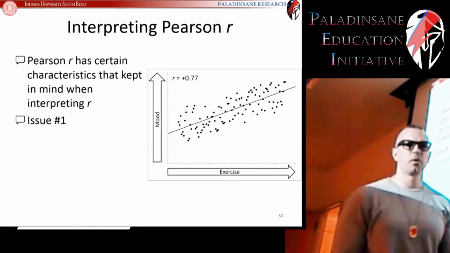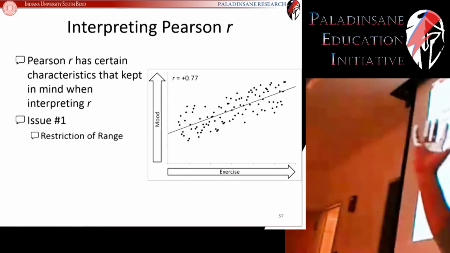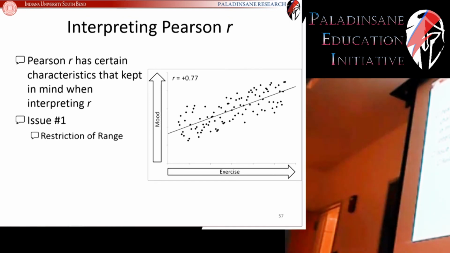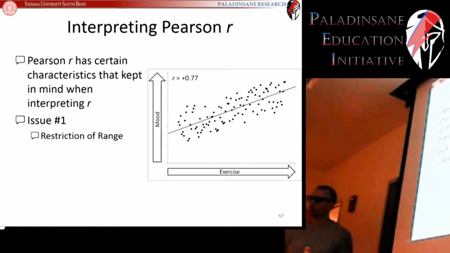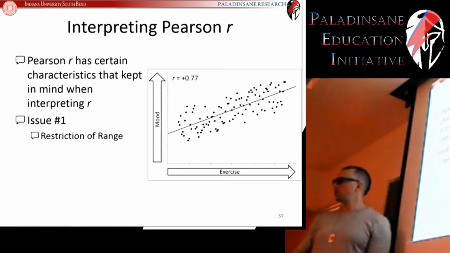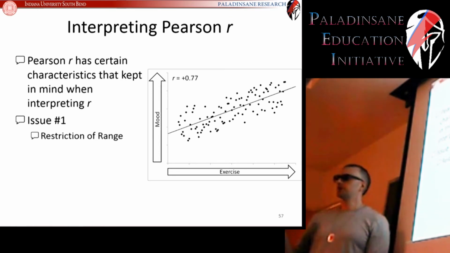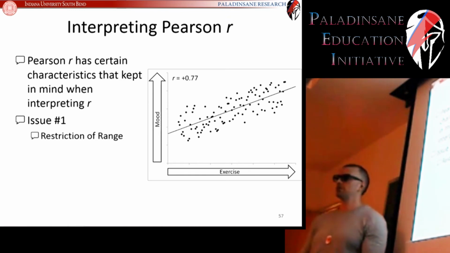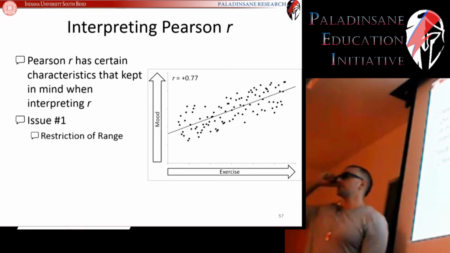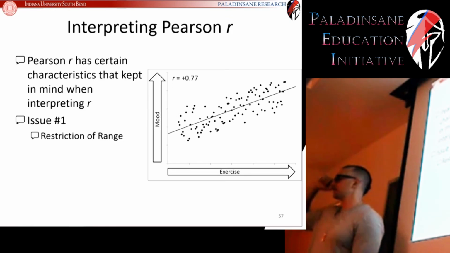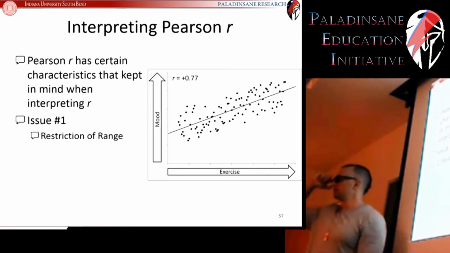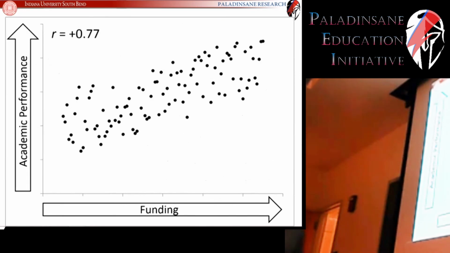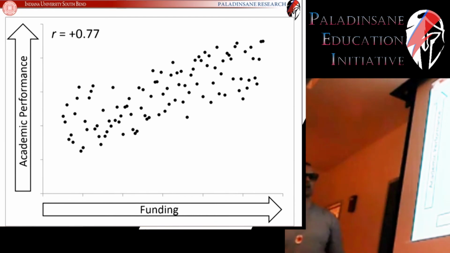All right, so issue number one. Issue number one, very important issue, you need to consider restriction of range. And this is especially important when you find a low correlation coefficient. So if somebody mentions that they've done this study and there's a low correlation between these two variables, a little red flag should raise in your mind, a little siren should go off, and you should say, let me see the range of your data. Why is that? All right, so let's take a look at this hypothetical data here.